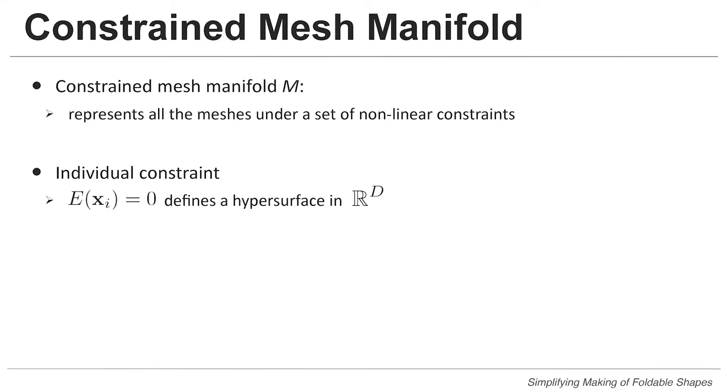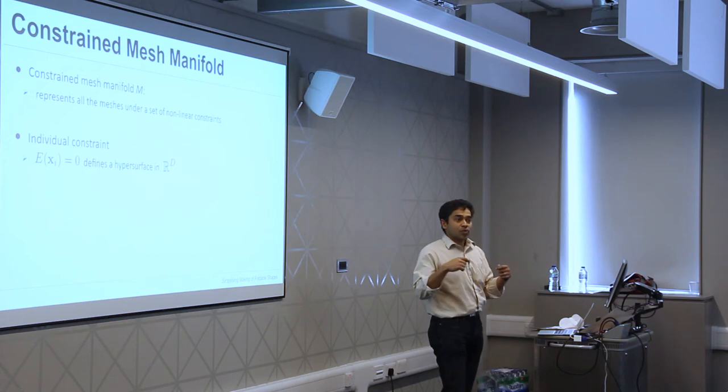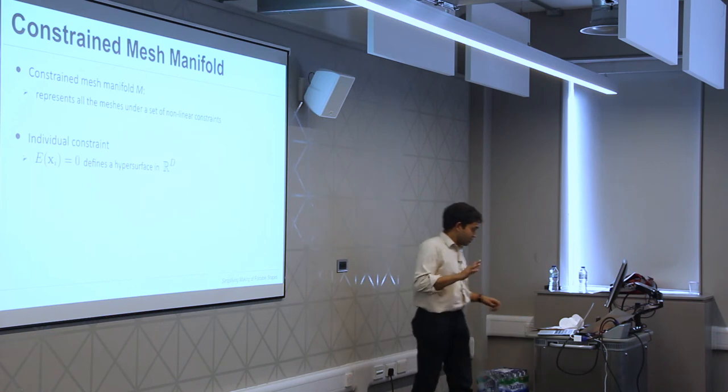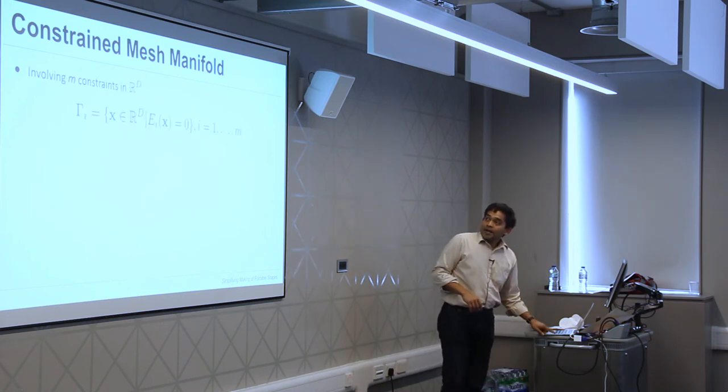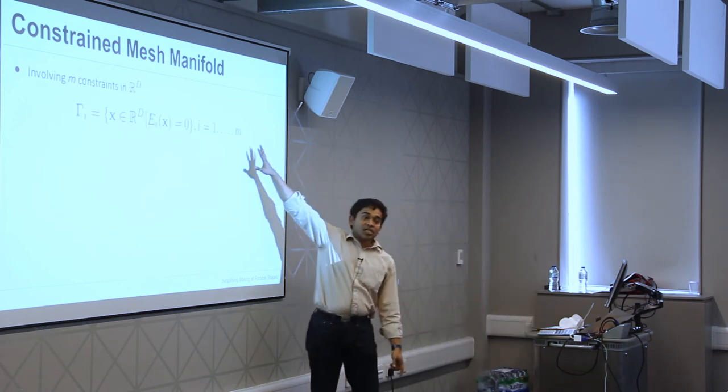Because you hope that's the case, right? So that's a constraint involving whichever vertices are on the boundary, etc. So it's just very general. Okay. So what we are given is a set of m such constraints.